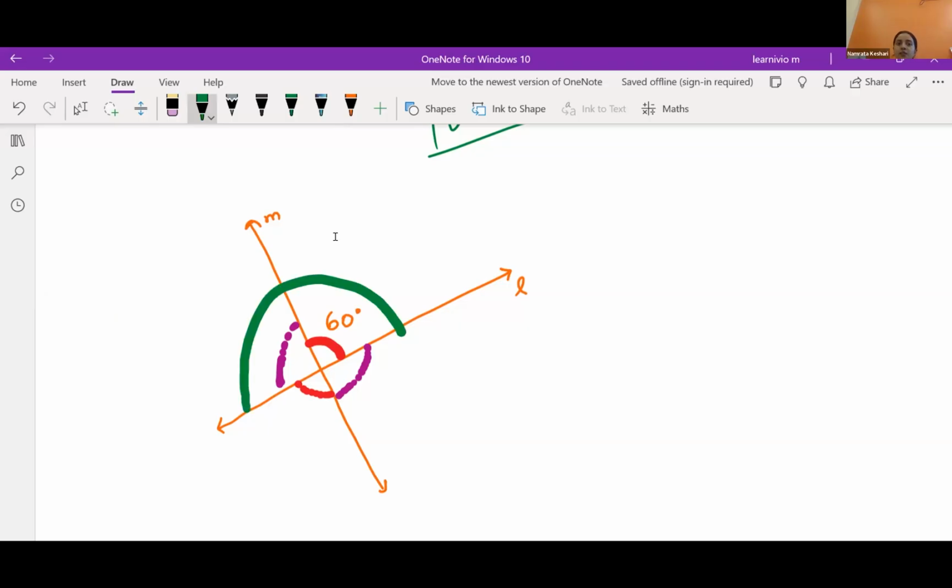Okay, you can say the purple angle will be 180 minus 60. That is 120°. So if I will say angle between two lines can be acute or it can be obtuse, is it making sense? Yes, sir. Okay. Now there is a formula.